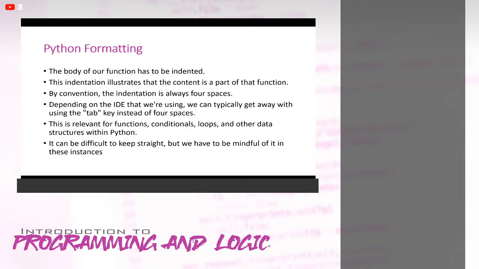And this is the same kind of structure that we use also with conditionals, with loops, with other data structures. So if we learn it now, we can apply it to the other things that we'll be doing in the near future. Now, it can be a little difficult to keep straight, right? Trying to think of where everything should go. That's one of the toughest parts of it. But if we're mindful of it and we are putting our effort into it, it's not a big deal at all.